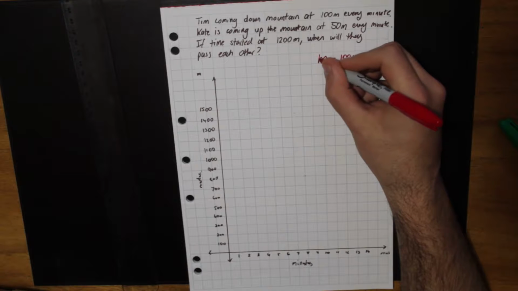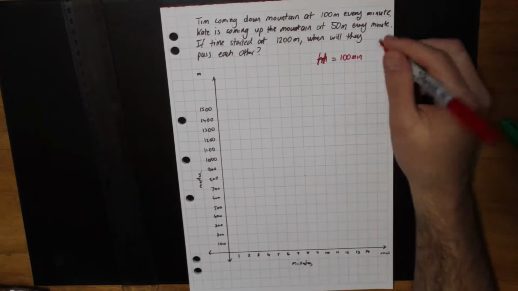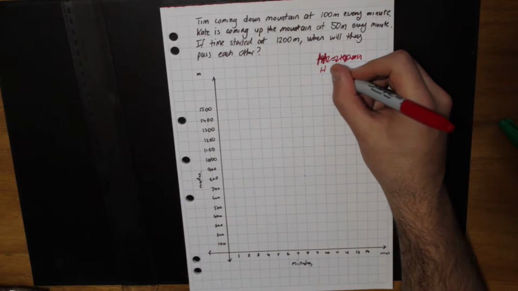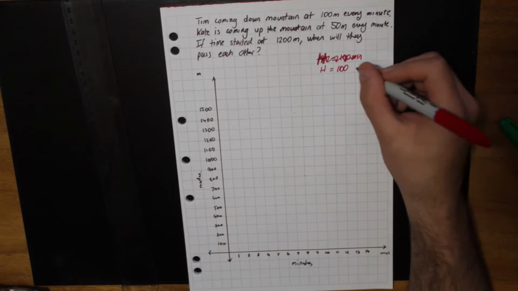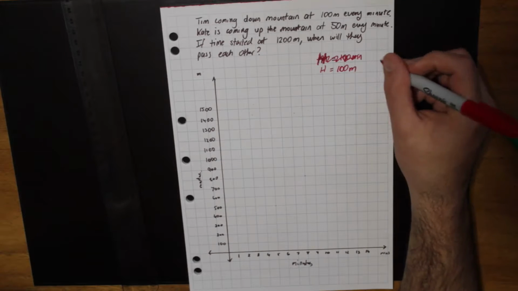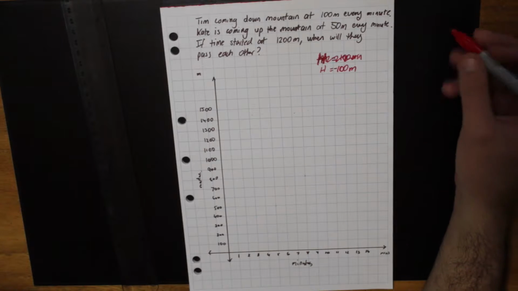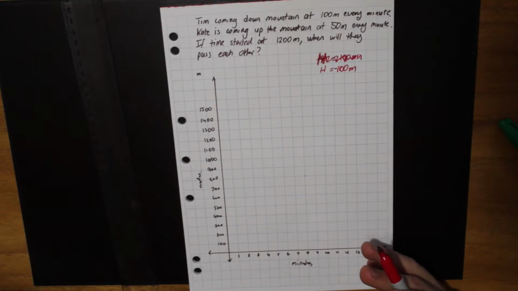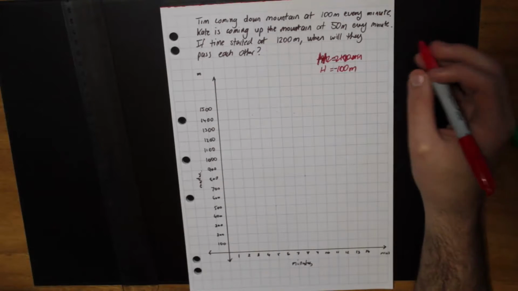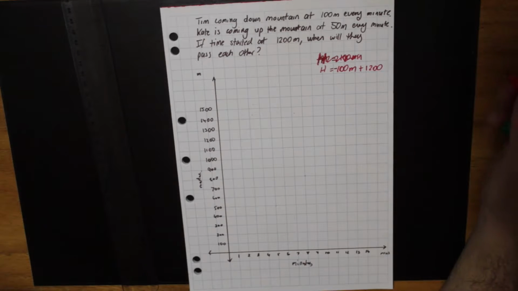Let's change this to h for height. 100 meters every 1 minute. I'm going to start this at the end. So his height is going to be that 100 meters every minute, and he's starting on, negative 100 meters every minute because he's coming down the mountain. So it's going to be a negative trend from left to right, and he's starting at 1200 meters.